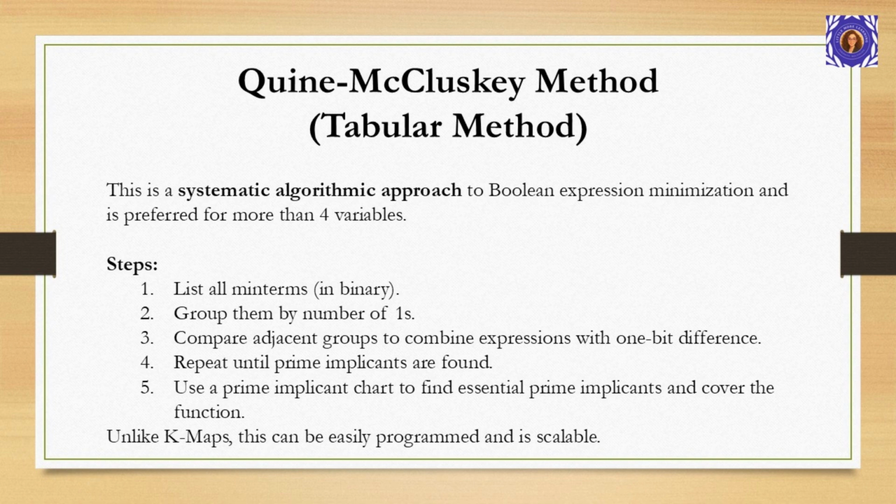The Quine-McCluskey method provides a systematic, algorithmic approach that can be easily programmed. The steps are: list all minterms in binary representation. Group them by the number of ones. Compare adjacent groups to combine expressions differing by only 1 bit. Repeat until you find prime implicants. Use a prime implicant chart to find the essential prime implicants. This method guarantees a minimal solution and scales to any number of variables.